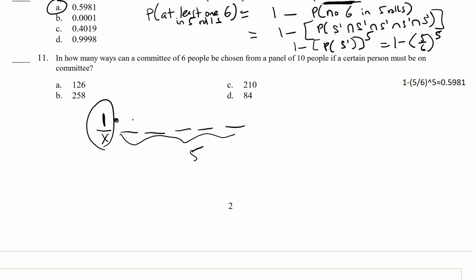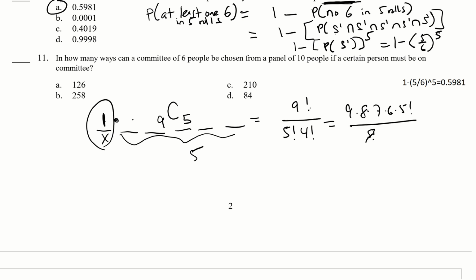Well, I mean, that's just going to be a combination, because order doesn't matter. And then there's 9 people that you have left to choose from because you have 1 already chosen. And then you have 5 people left to be on the committee. So it's just really going to be 1 times 9 choose 5, but 1 times anything is just that. So it's going to be 9 choose 5. So 9 factorial divided by 5 factorial times 9 minus 5 factorial, which is 4 factorial. So 9 times 8 times 7 times 6 times 5 factorial. 5 factorials cancel. 4 factorial, 4 times 3 times 2 times 1.